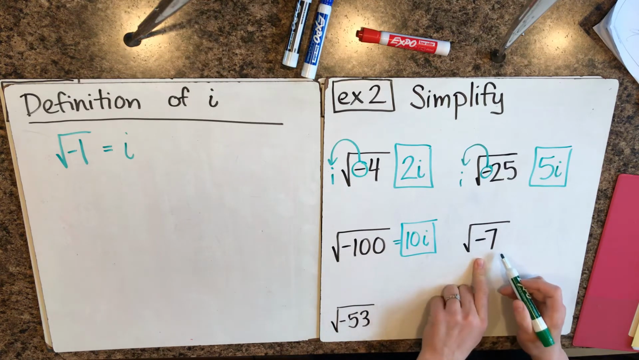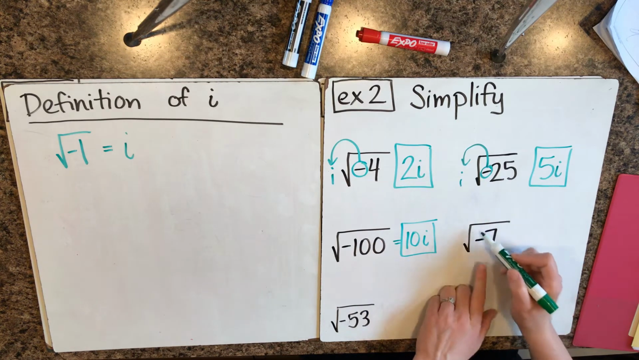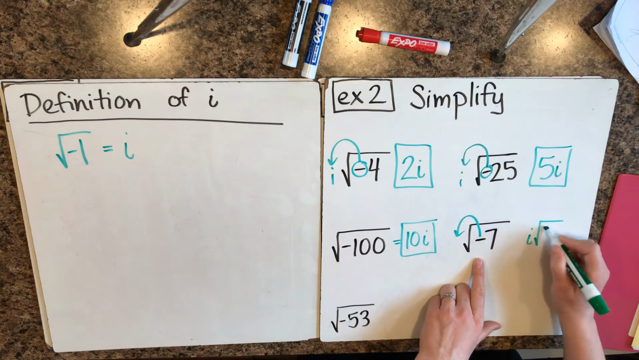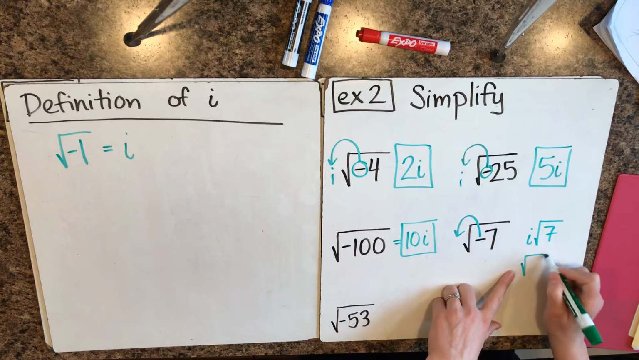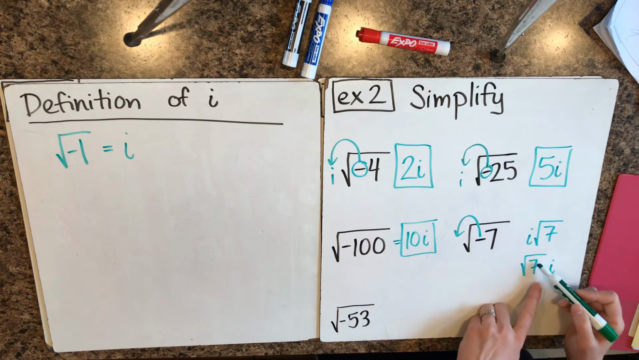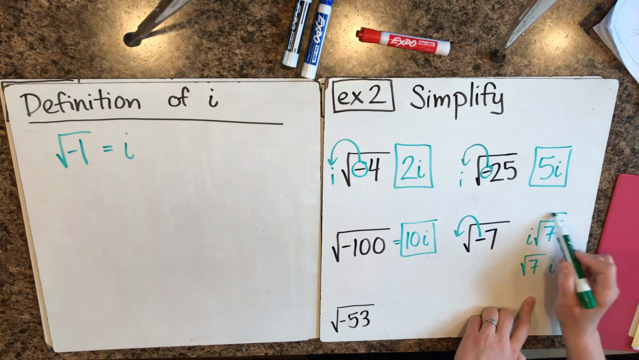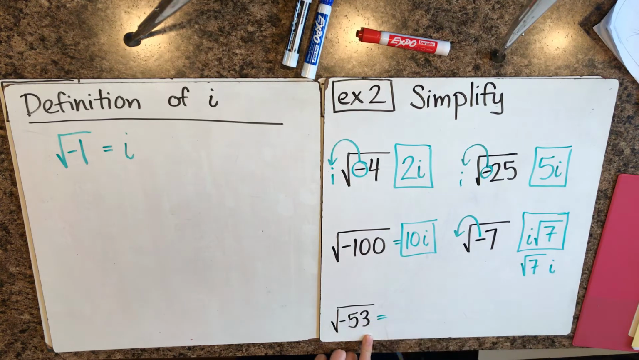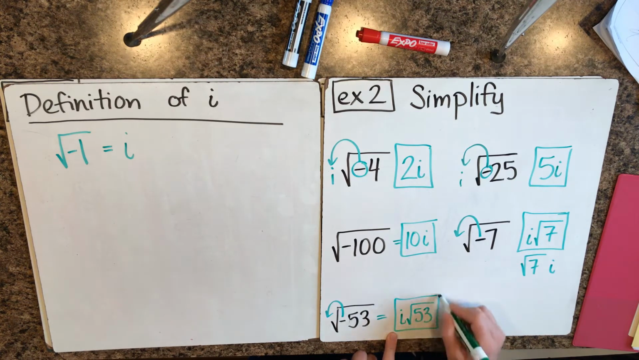This one's a little bit different because we don't know the square root of 7, but the negative still gets kicked out. So we can write i times the square root of 7. You can write it the square root of 7 times i. The problem is you can never quite tell if the i is inside or outside the square root symbol. So this is the best way to write it. Okay, same thing down here. I can't simplify the square root of 53, but I do know that the negative cannot stay inside the square root, so I have to kick it out. And I have i times the square root of 53 as my simplified answer.